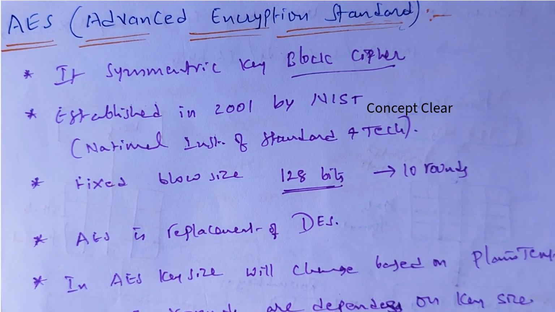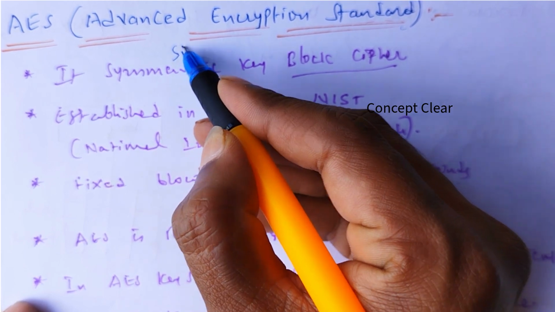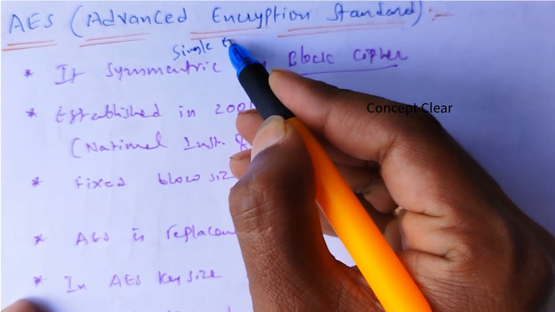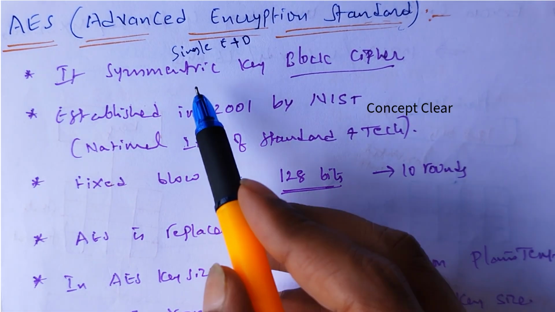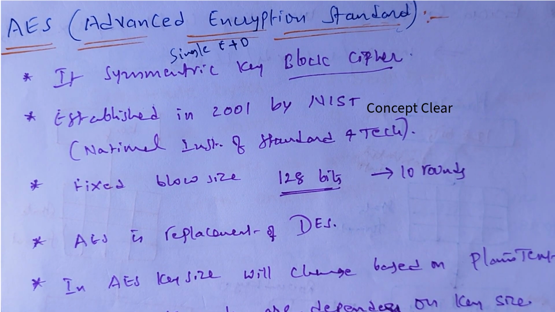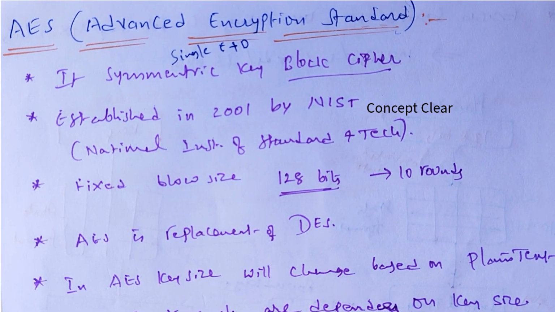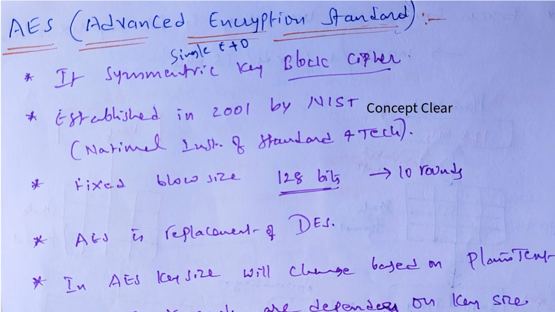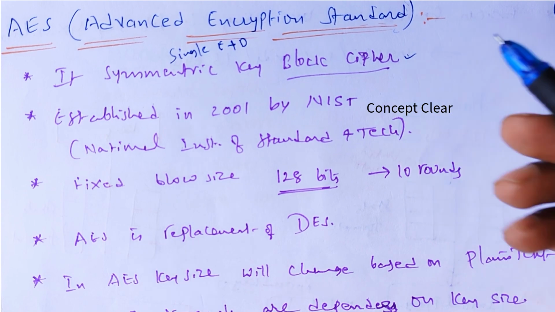What is the meaning of symmetric key? A symmetric key is nothing but a single key used for encryption as well as decryption. The same key used for encryption as well as decryption is called a symmetric key. And what about block cipher? The plain text data is divided into a number of blocks, and the same size of bits will be created as the cipher text. That is called a block cipher.